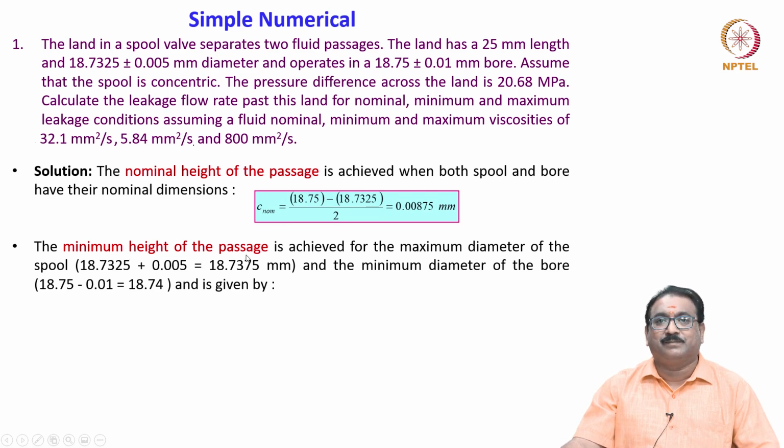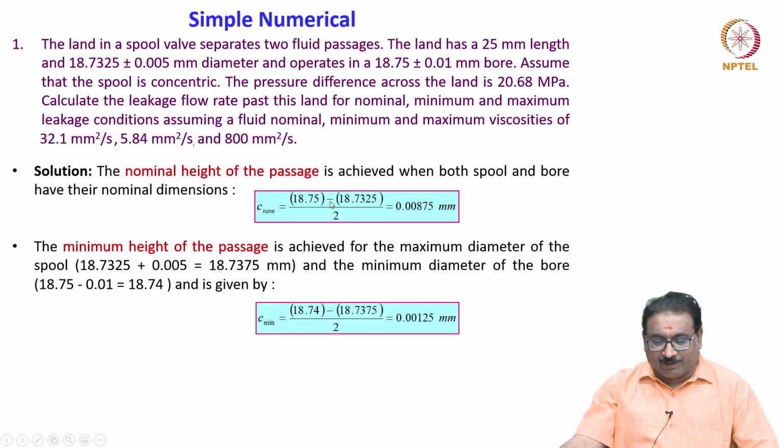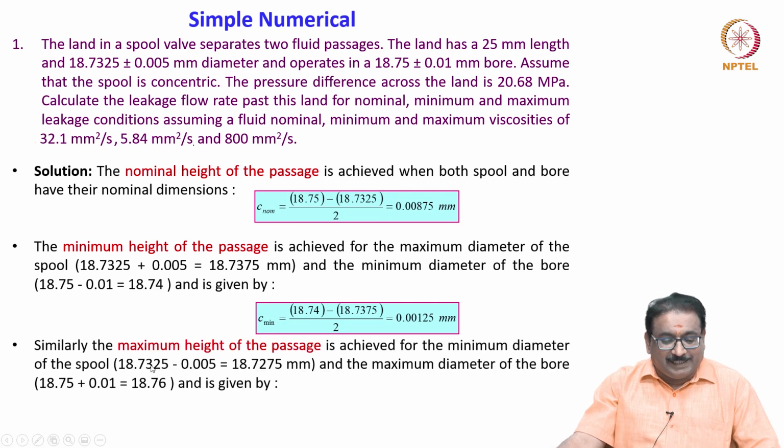So, the minimum height of the passage, meaning I am taking the limits now, is achieved for the maximum diameter of the spool, correct? 18.7325 plus upper limit 0.05 is equal to 18.7375 mm, and the minimum diameter of the bore is 18.75 minus 0.01, which is 18.74. Same as before, I took 18.74 minus 18.7375, divided by 2. Here I am getting 0.00125 mm. This is C minimum. Similarly, C max we have to find out.